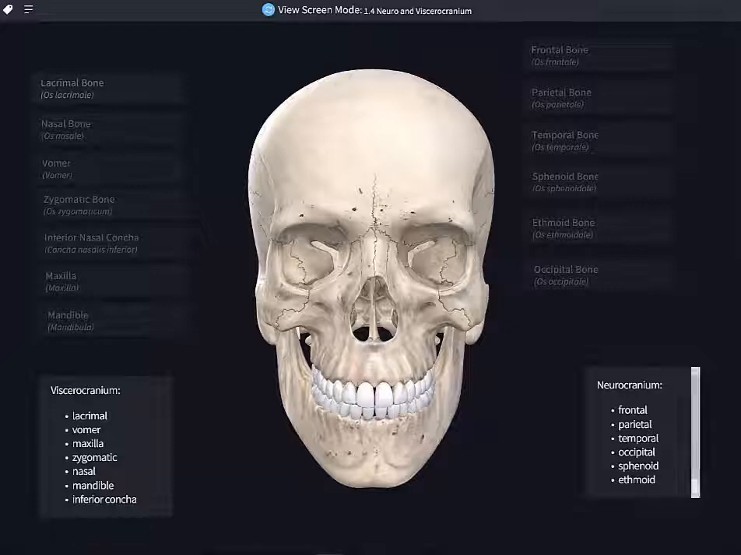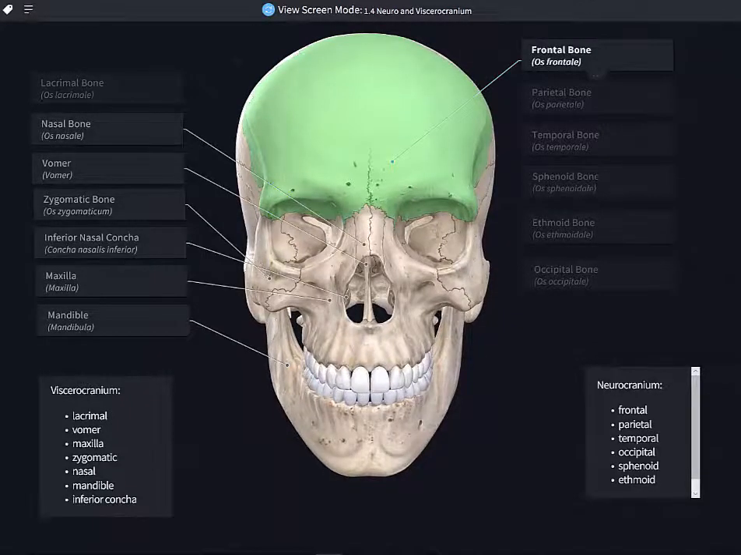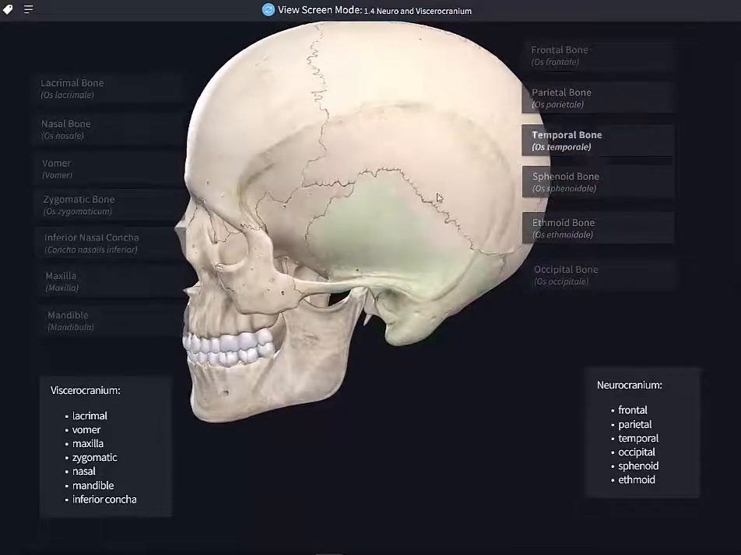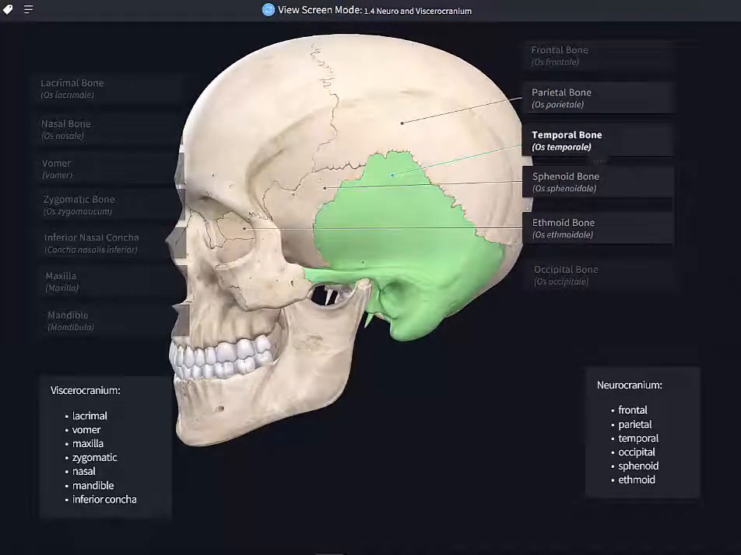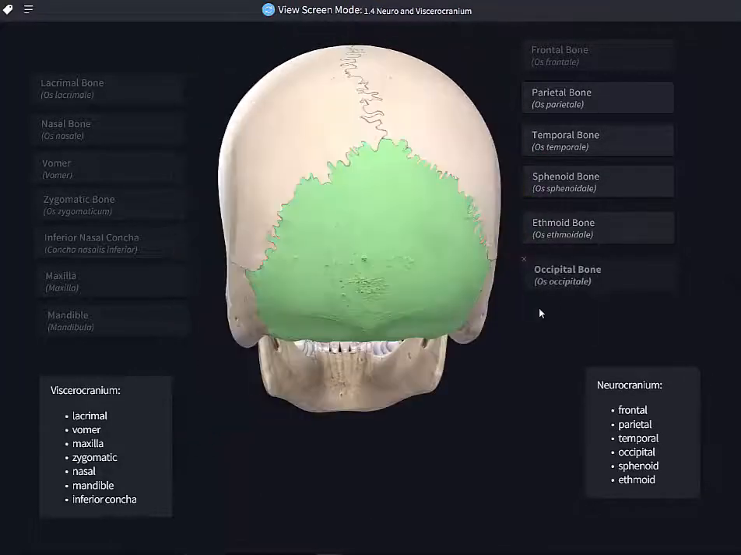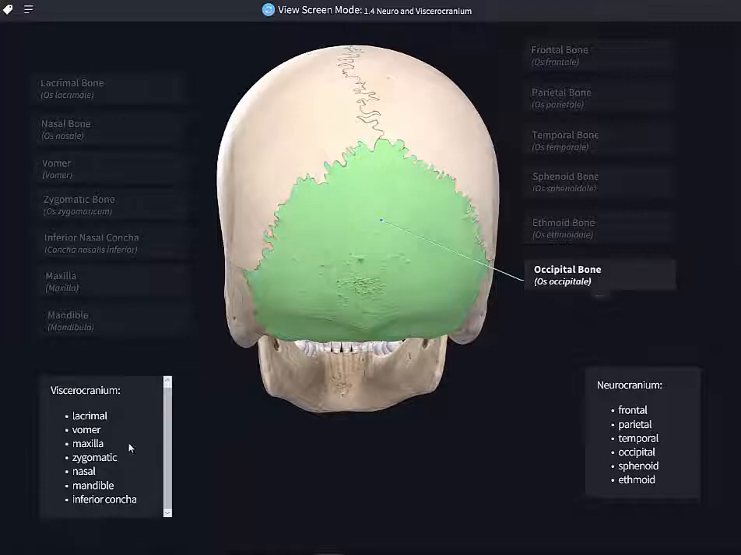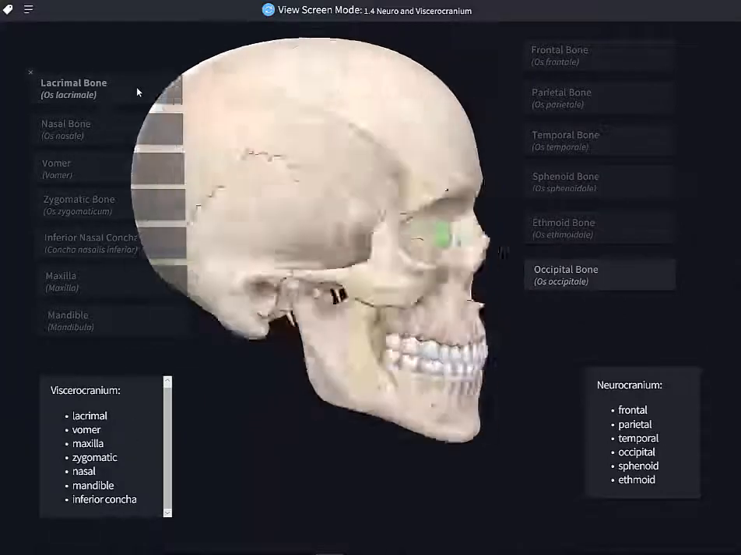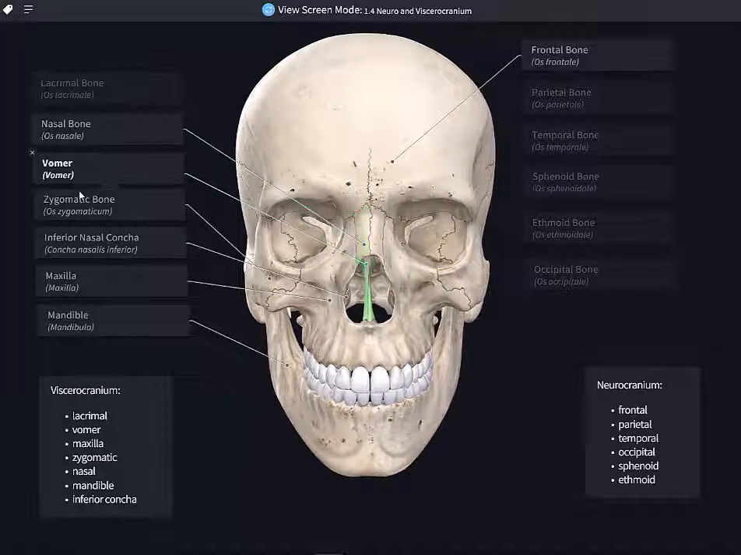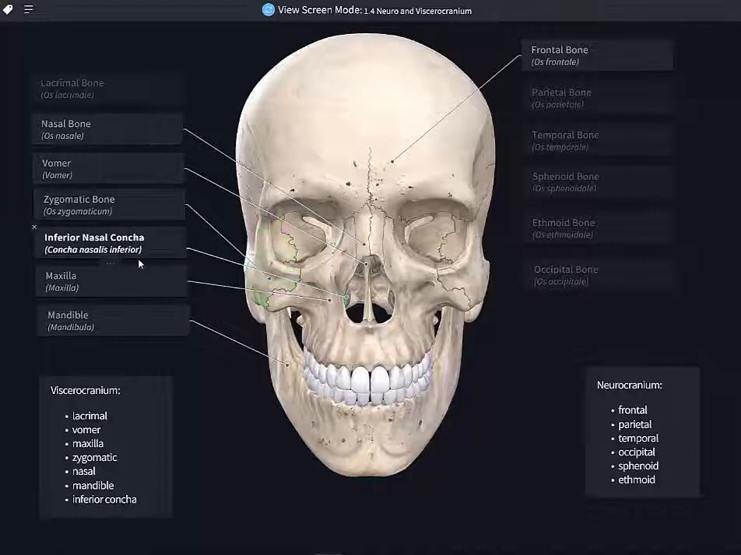Fast review: neurocranium, frontal bone, parietal bone, there are 2 of these, 2 temporal bones, 1 sphenoid bone, 1 ethmoid bone, and 1 occipital bone. The viscerocranium has 2 lacrimal bones, 2 nasal bones, 1 vomer, 2 zygomatic bones, 2 inferior nasal conchae, 2 maxillae, and 1 mandible.